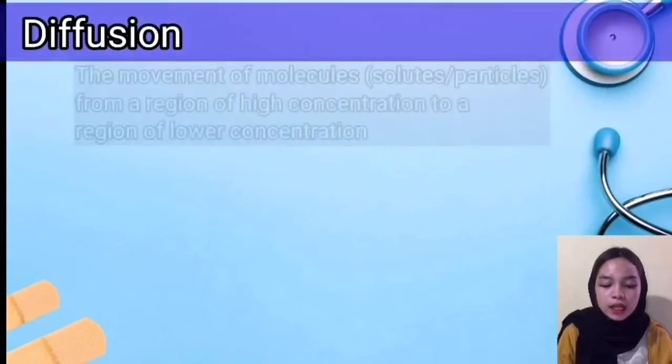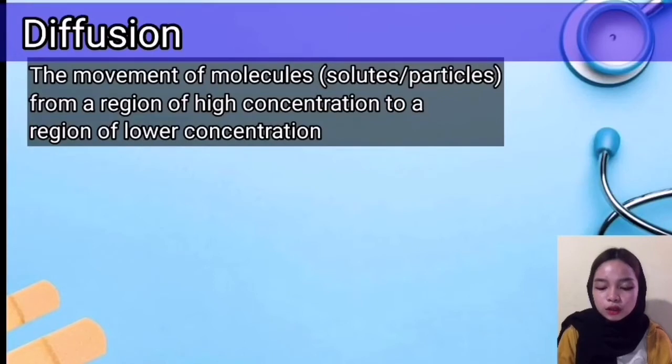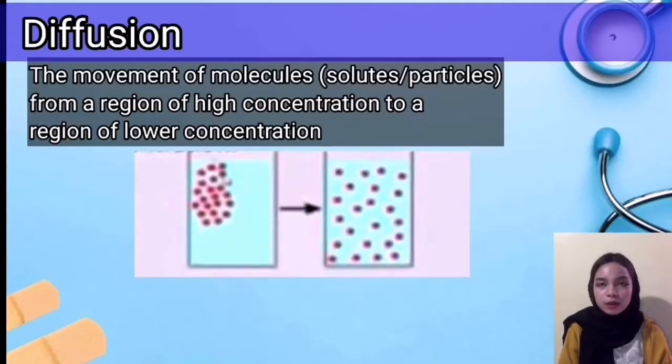Alright, let's start with the definition of diffusion. It is the movement of molecules, solutes, or particles from a region of high concentration to a region of lower concentration. In the diagram, we're looking at the diffusion of solutes in a beaker of water. A solute is a substance that can dissolve in water. Salt and sugar are common solutes. Here, the red molecules represent sugar molecules.